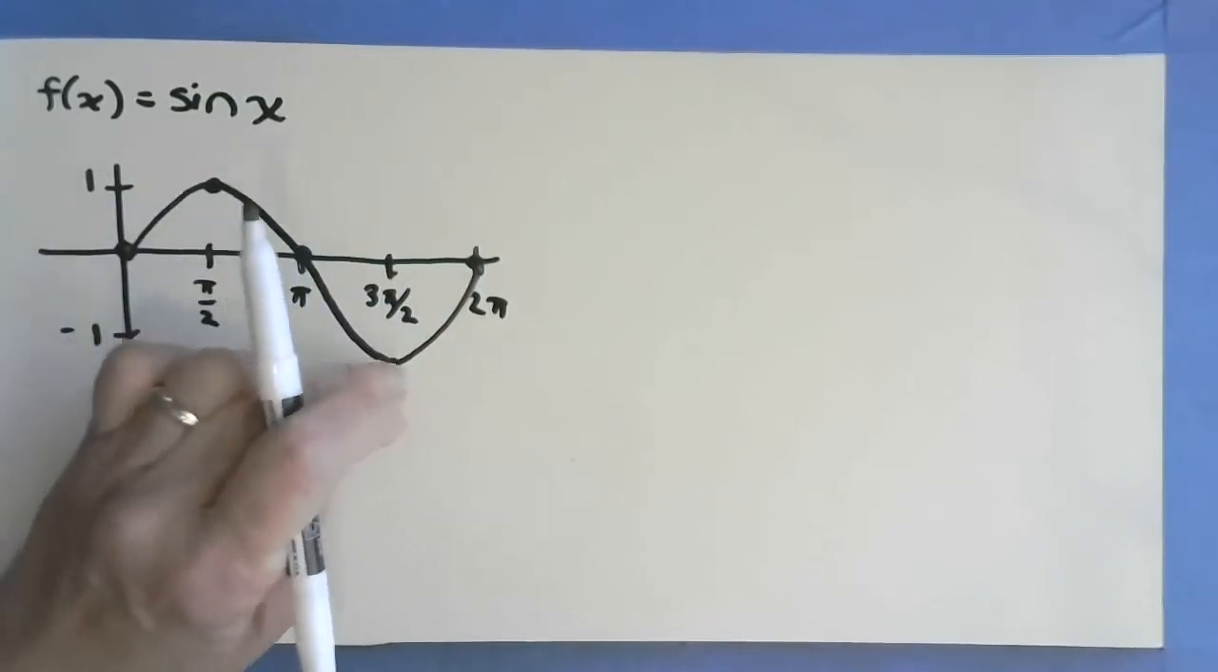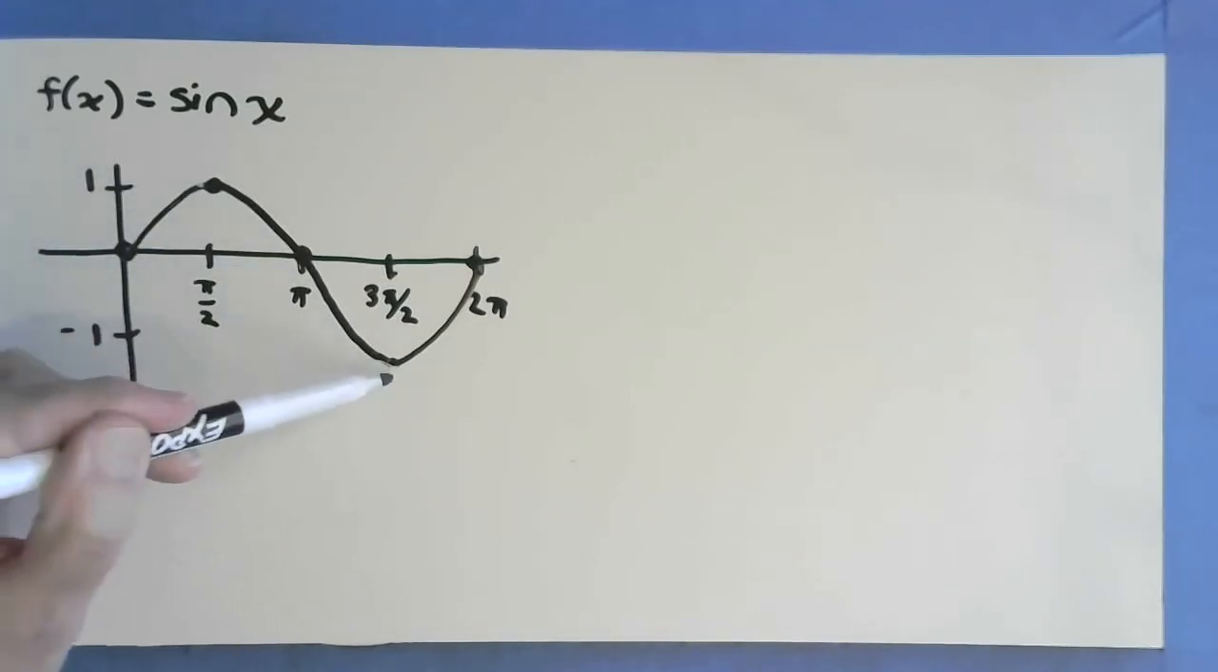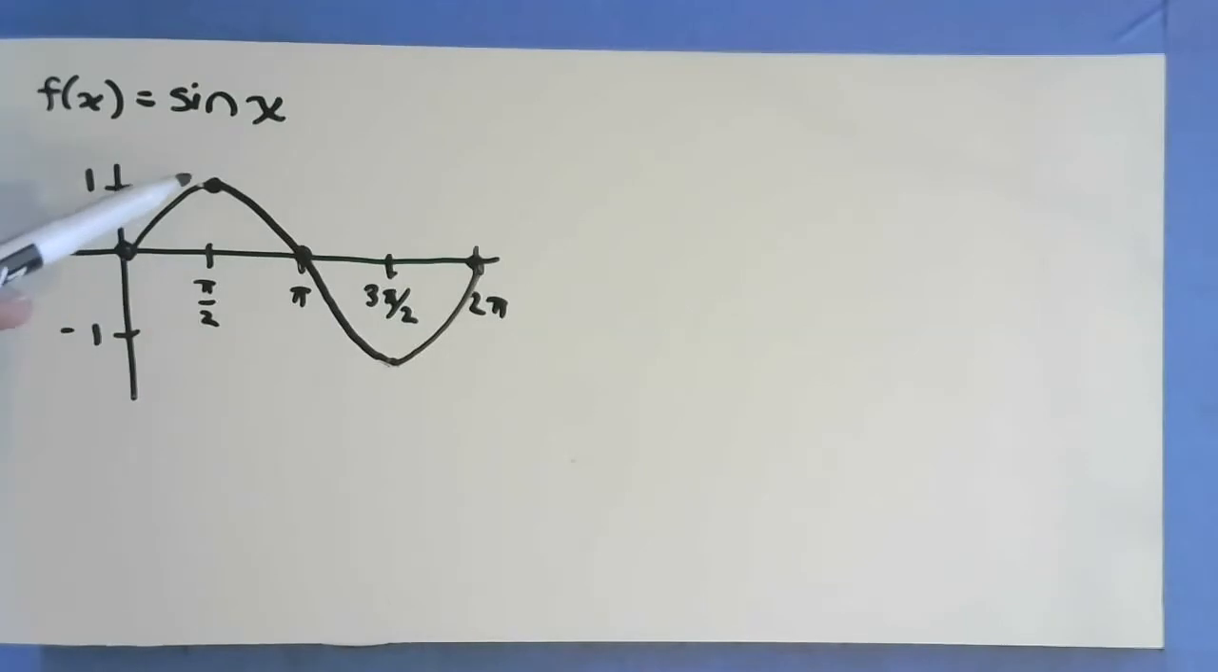That point makes it look like a corner, but at least it looks somewhat curved. And that's how you do sine with the 5 key points. So it's 0, up, 0, down, 0. And don't say 1 and minus 1, say up. And there's a reason for that that we'll run into later on in this chapter.